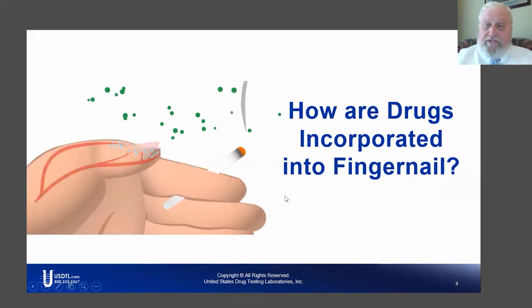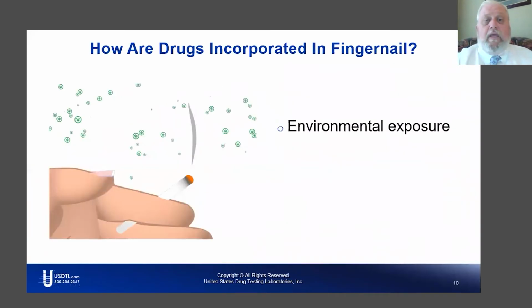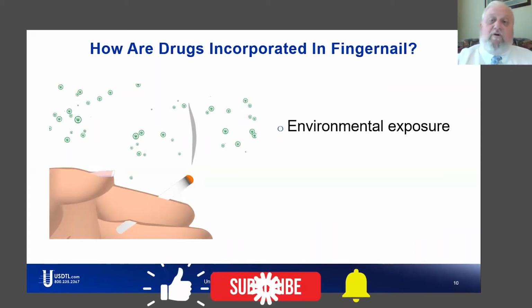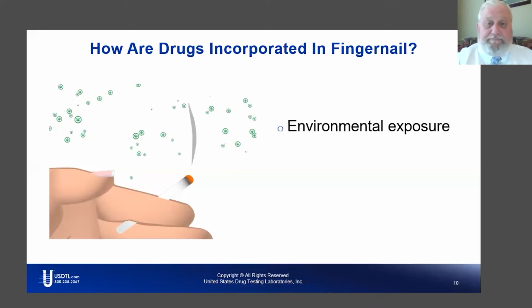So how are drugs incorporated in the fingernail? Here we are. Number one, just like with hair, we got environmental exposure. If you're in a room where the drug is being smoked, handled, manufactured, distributed, that drug will get on your fingernail. The fingernail is porous to a degree, and it will bind in there and will be preserved for later for testing. We start to see that immediately.